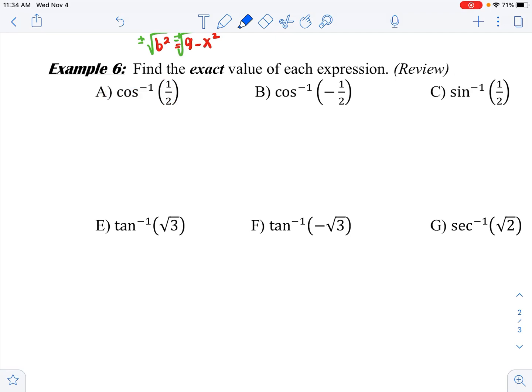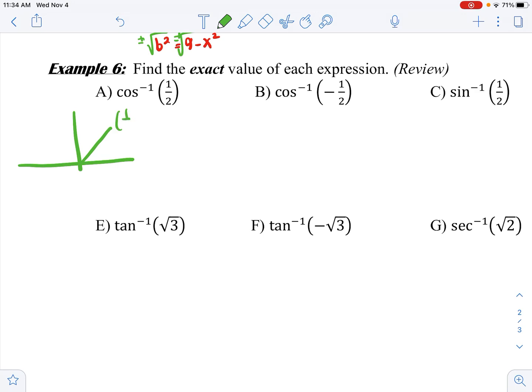Yes, because you're not finding the angle and then taking the cosine or the sine or the tangent. You're just doing that. So your answers are all angles. If it's sine inverse or tangent inverse, your answer has to be in between negative pi over 2 and positive pi over 2. And if it's cosine inverse, your answer has to be in between 0 and pi.